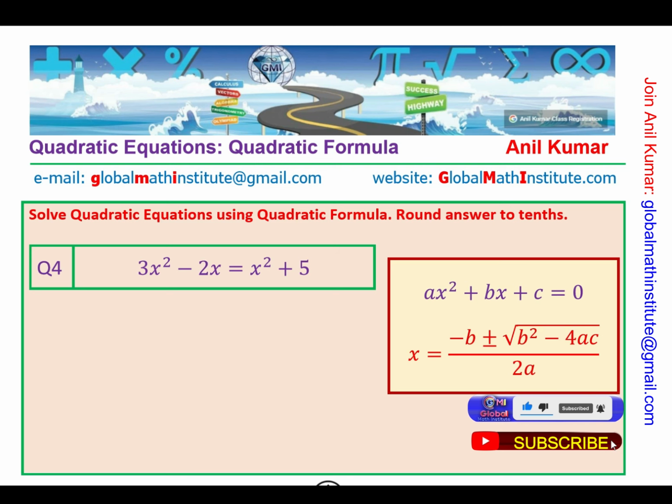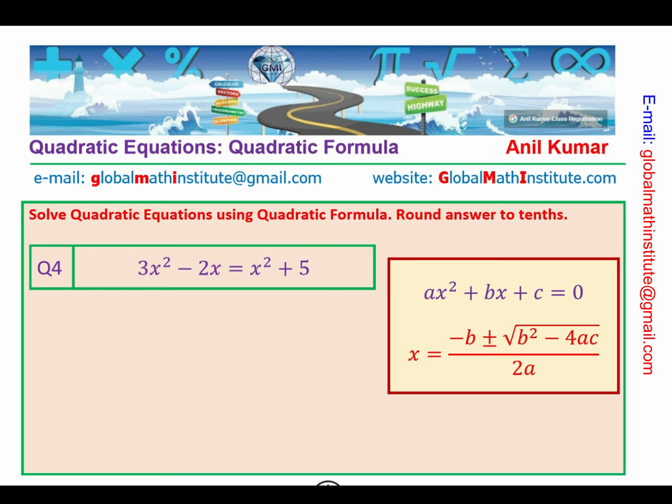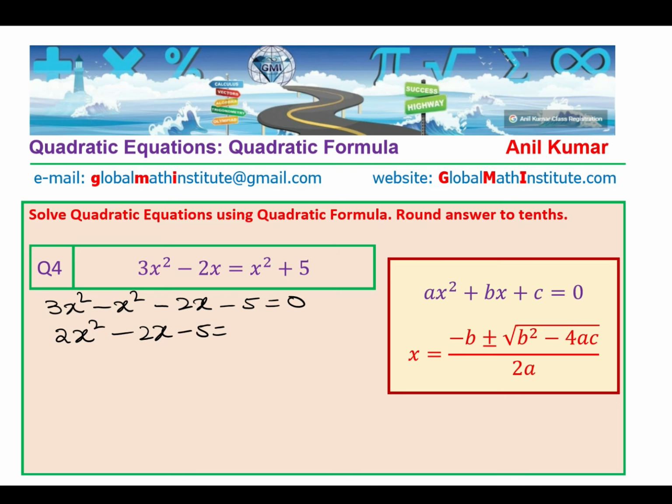plus 5. Similar kind of question, rearrange first, right? And then use the quadratic formula to find the answer. Makes sense, right? So let's rearrange. We get 3x squared, bringing x to this side, minus x squared minus 2x, and minus 5 equals 0. 3x squared minus x squared is 2x squared, and we have minus 2x minus 5 equals 0. Now we'll apply the formula.